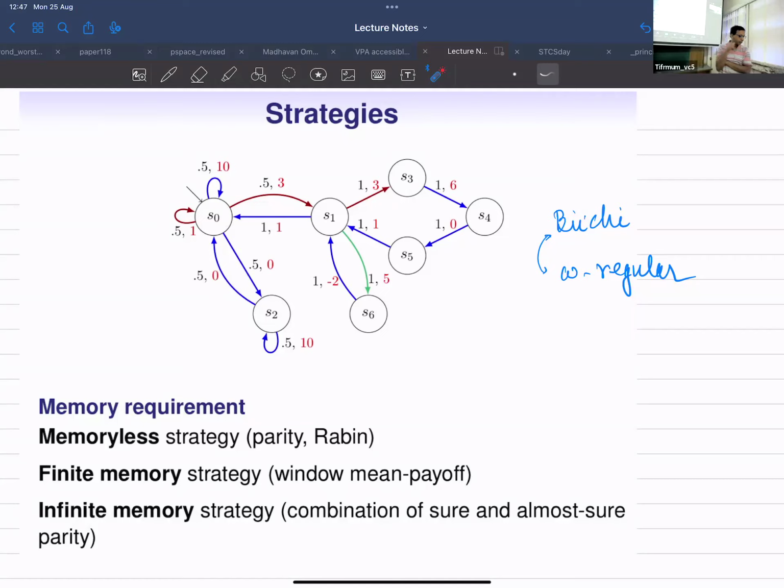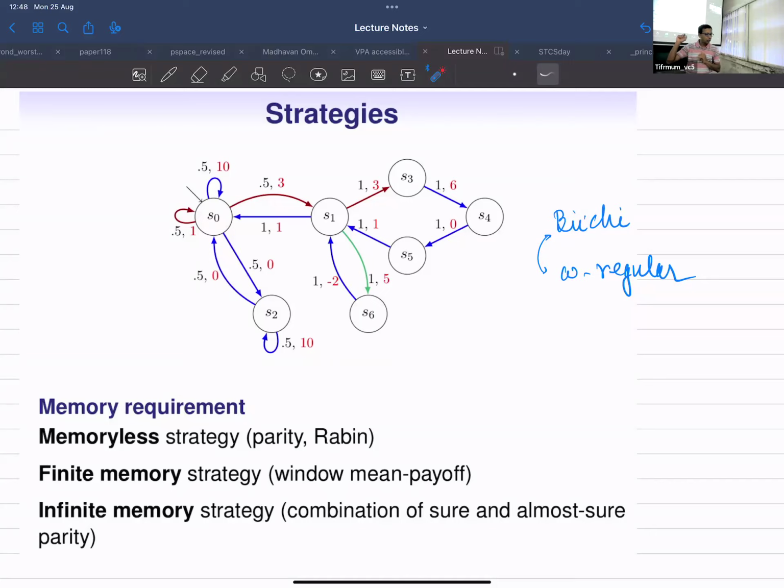And then this window mean payoff requires finite memory strategy. Now, when you talk about, let's say, sure and almost sure parity. So what is sure parity? Sure means that no matter how the environment behaves, every individual execution has to satisfy the parity condition, right? So that is sure parity. It's sure, irrespective of how the environment behaves across all the executions of the system, right? Like all these traces that we were generating, all the traces should satisfy the parity condition.